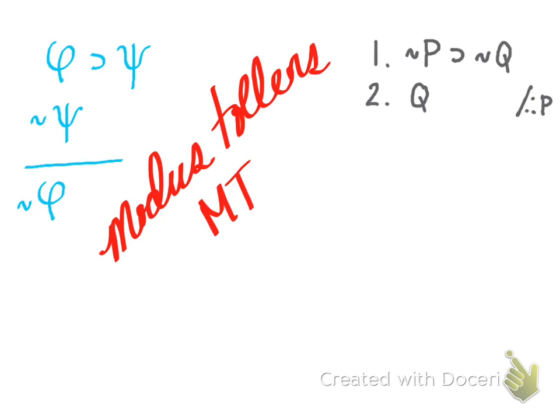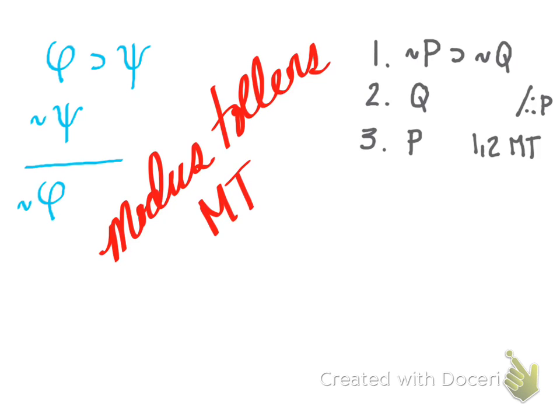So not Q is the negation of Q, and Q is the negation of not Q. Since we have the conditions to use modus tollens, we can put the negation of the antecedent, which would be P, on a line, and we'll justify that using 1, 2, MT.